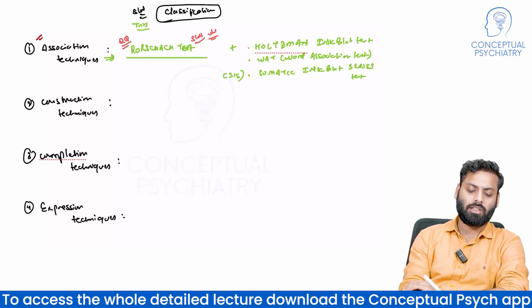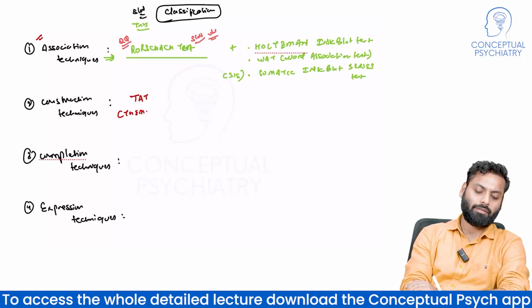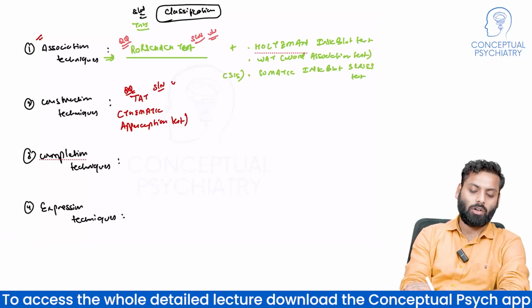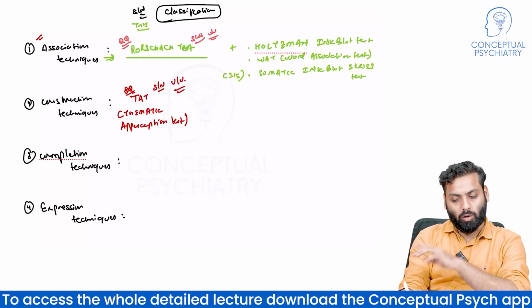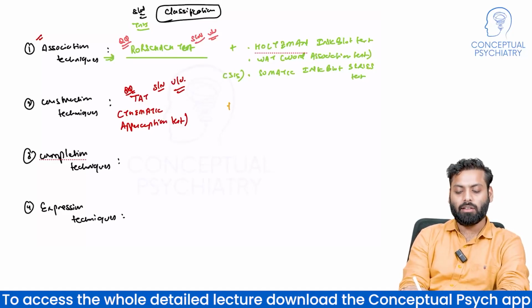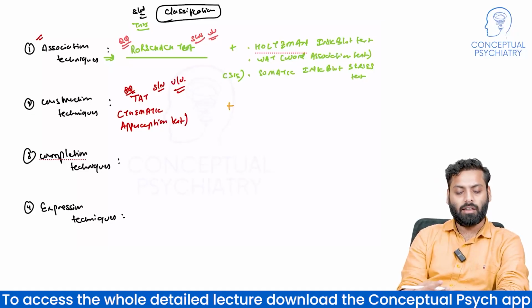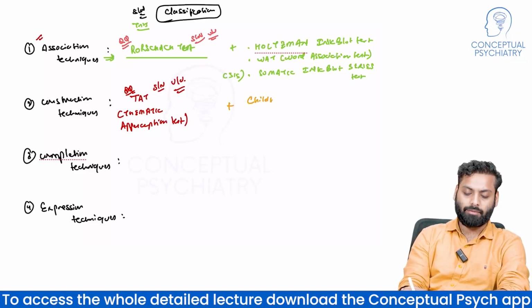Okay, then construction tests. Constructions are TAT, Thematic Apperception Test. As much as Rorschach is important, similarly you have TAT, short note, Viva. Out of the whole table, only these two you have to remember in detail. So Rorschach, TAT, then CAT, Childhood Apperception Test.